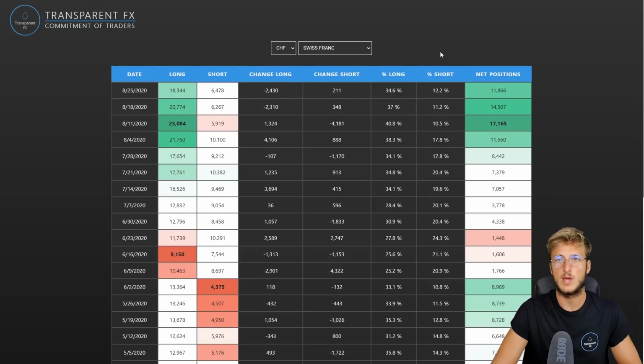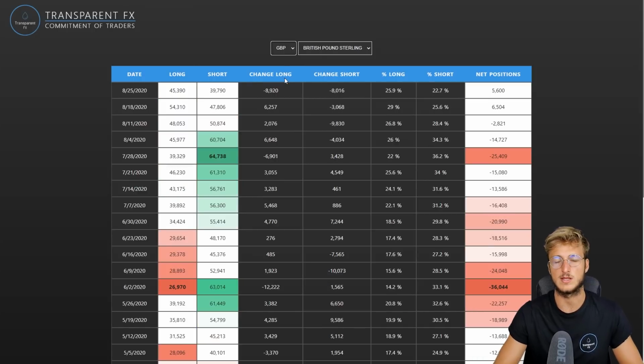So let's go and see what we had from a COT perspective. Now, if we go and see what we had on the pound, okay, what we can see. Now, first of all, when you are looking up the COT data, what you have to check that is very, very important is the net positions.